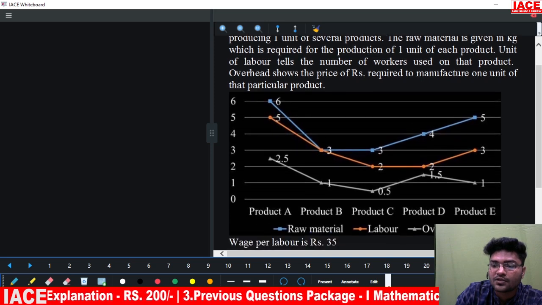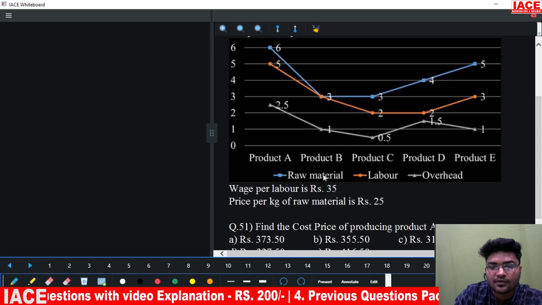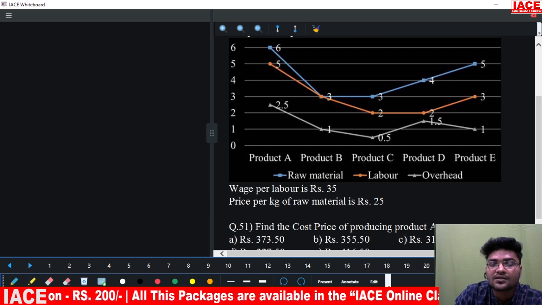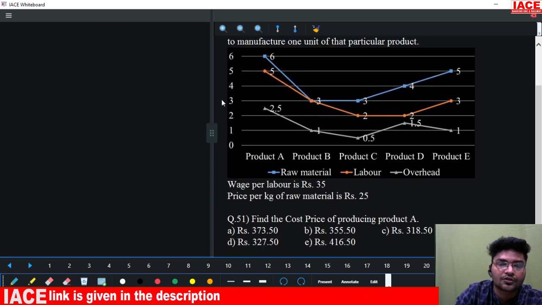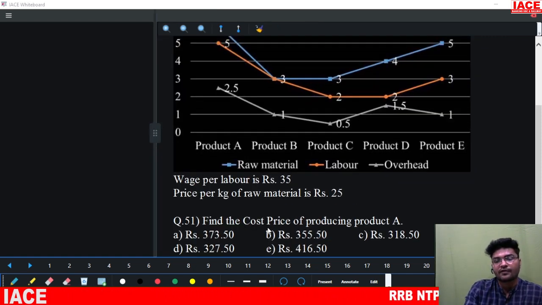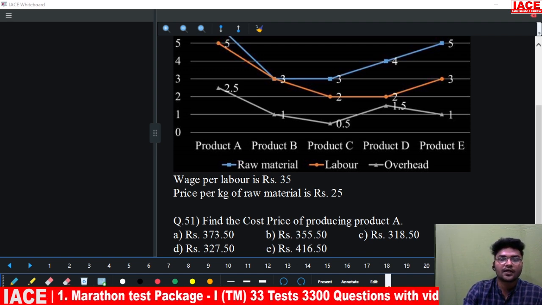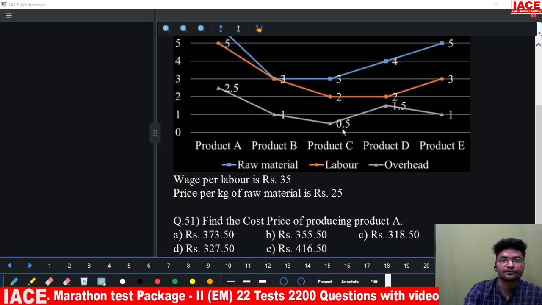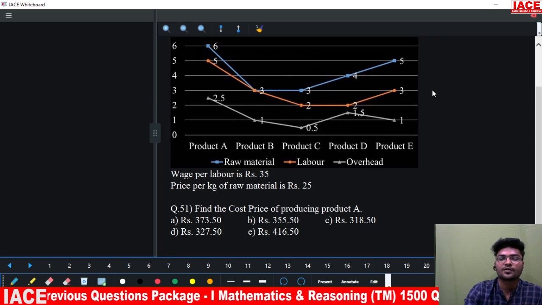So what else is the information that is given? That whatever raw material is there per kg, it is 25 rupees, and whatever wages are there, orange line, that is per person it is 35 rupees. Per person it is 35 rupees. So let us come to the question. What is this question asking? Find out the cost price of producing product A, how much it will take. Product A, how much it will take?